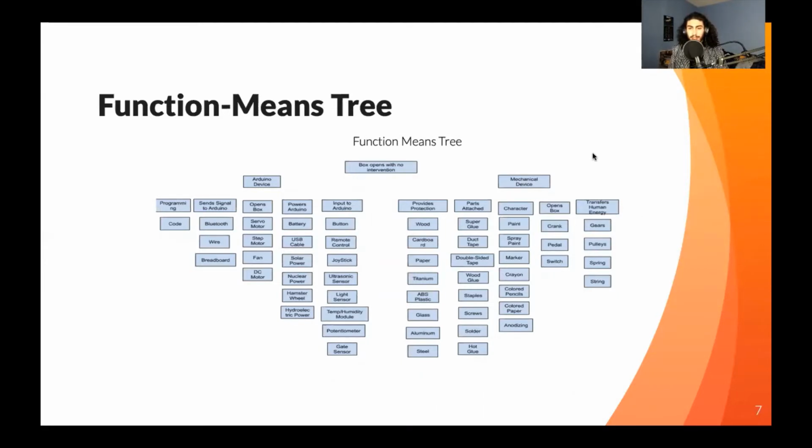Okay, so now we get into our function means tree. What this basically does is allow the team to put together a list of the objectives and the means for those objectives and put it into a sort of graphical interpretation so that the team is able to look further into what different combinations, what different designs they can use in order to make the epic cool box.